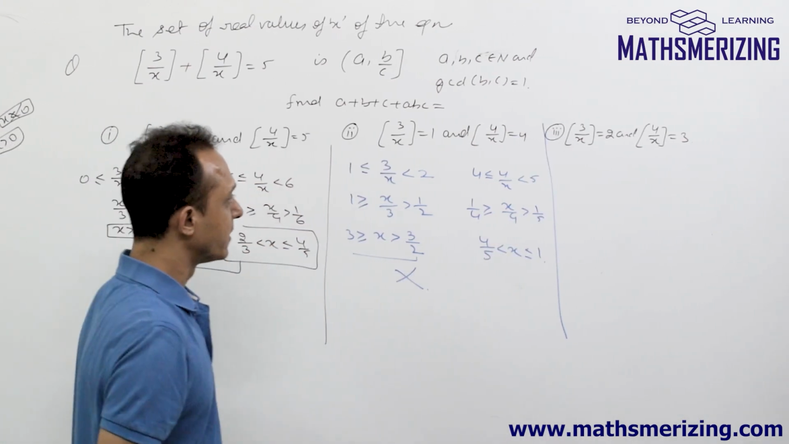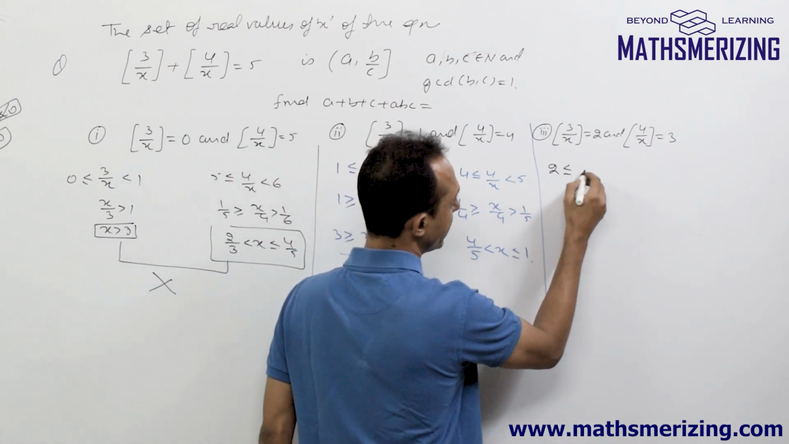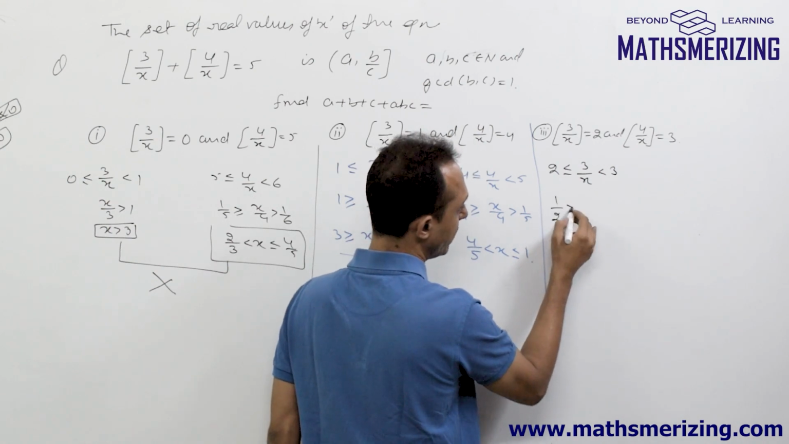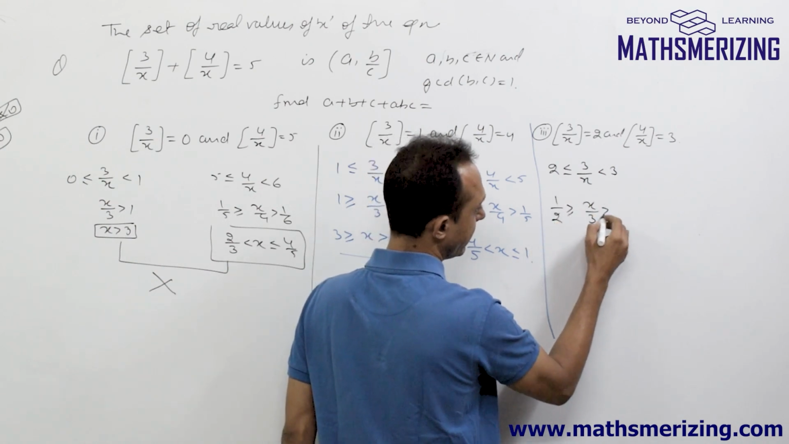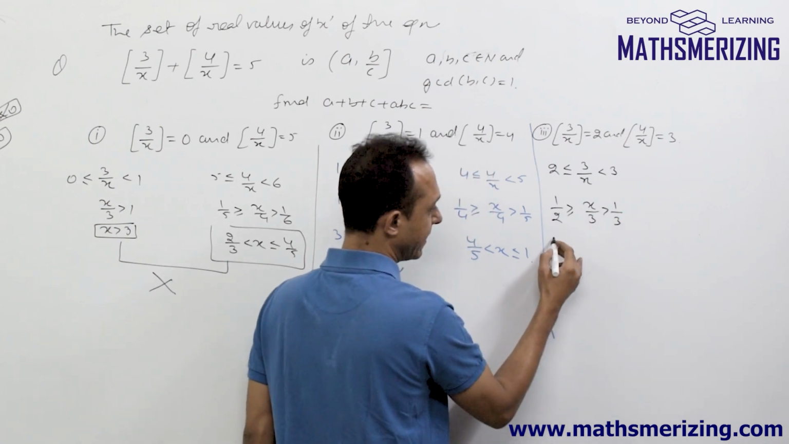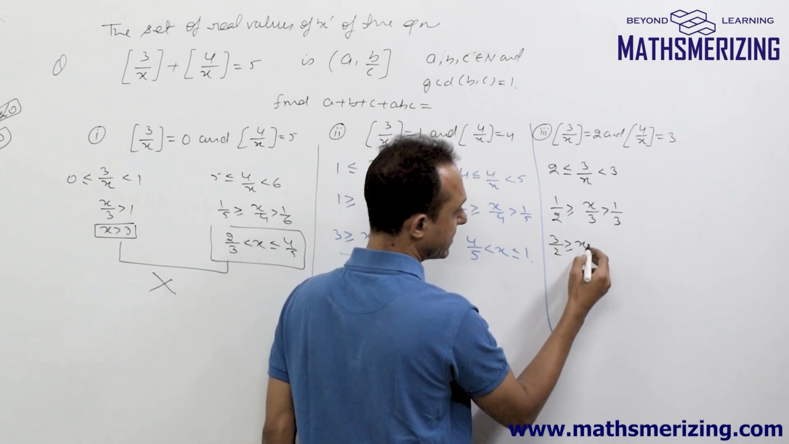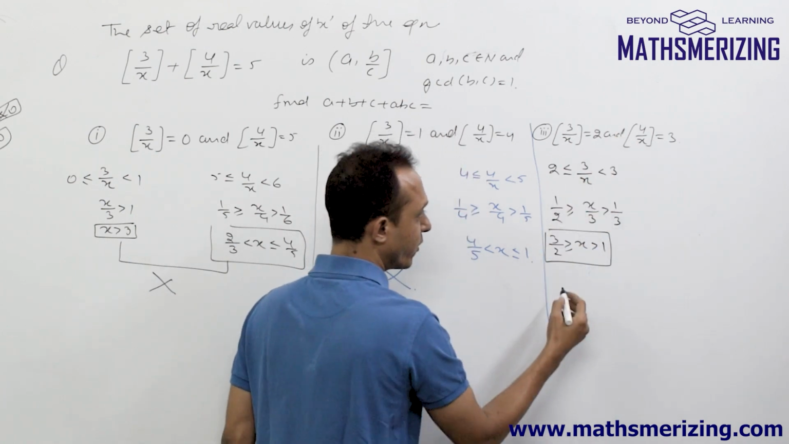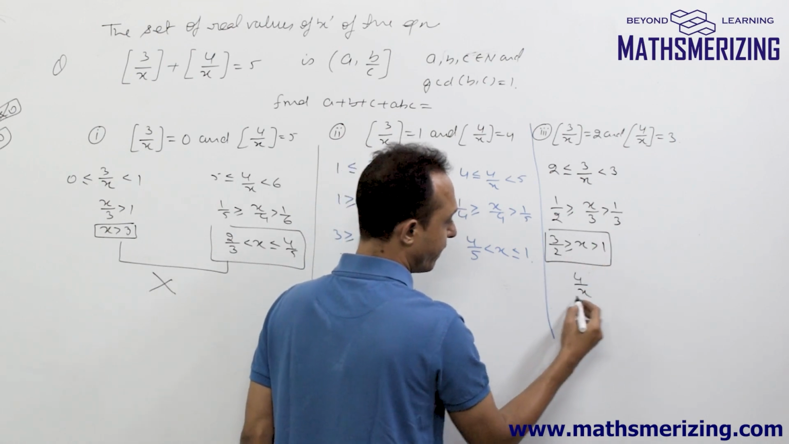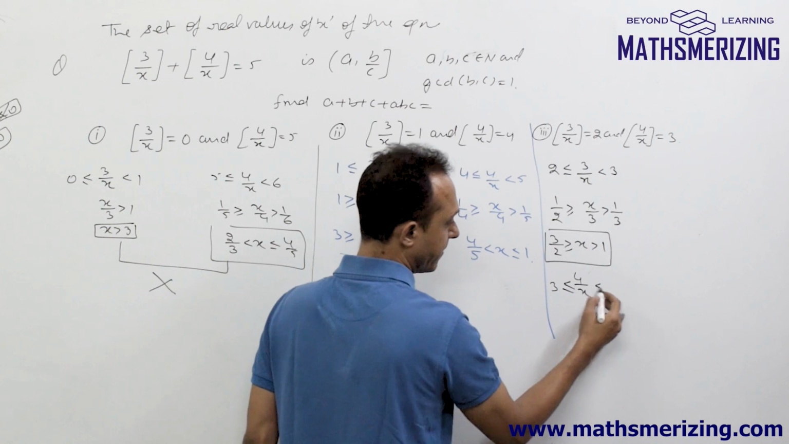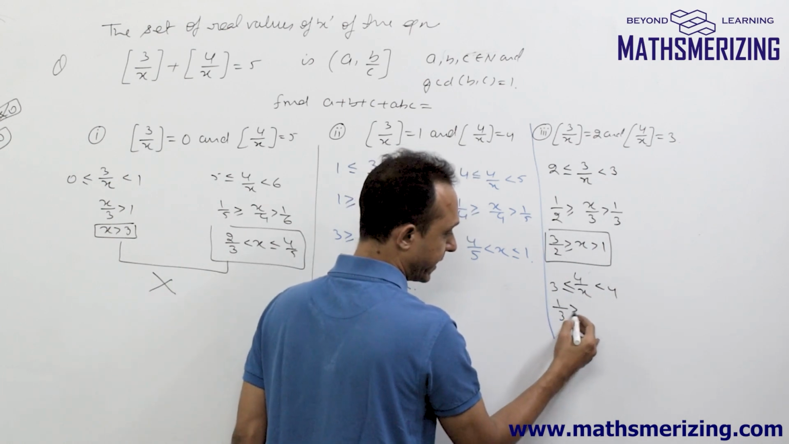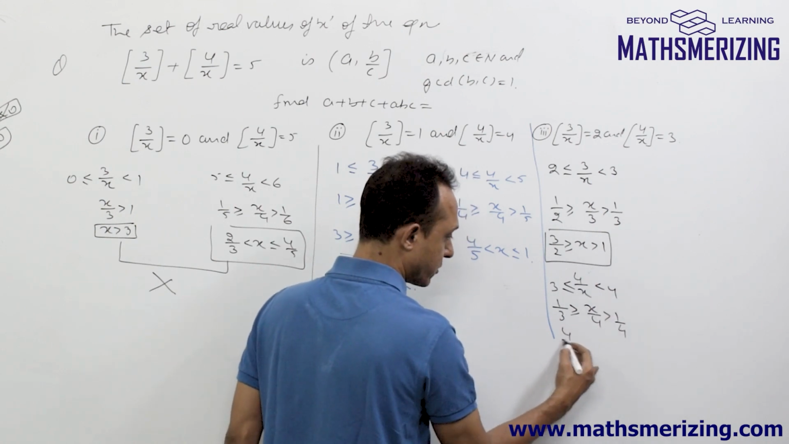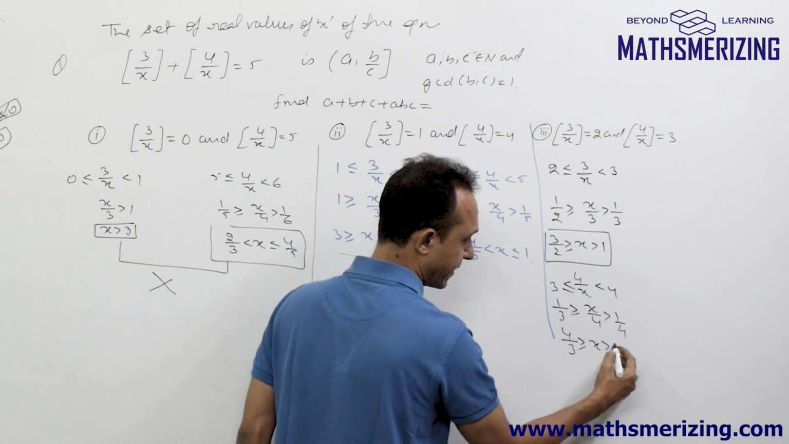Now what about the third part? For the third part, the value of 3 upon x should lie between 2 and 3. If I take the reciprocal, there will be 1 by 2 greater than x upon 3 greater than 1 by 3. If I multiply by 3, I'll get 3 by 2 is greater than x is greater than 1. And for 4 upon x, the value should be greater than 3 but less than 4. If I take the reciprocal, 1 upon 3 is greater than x upon 4 is greater than 1 upon 4. If I multiply by 4, this is 4 by 3 is greater than x is greater than 1.